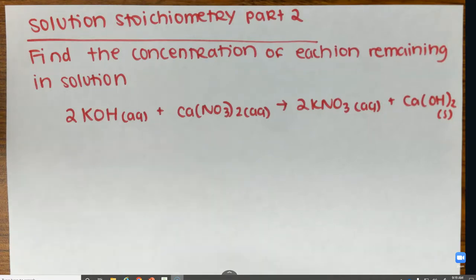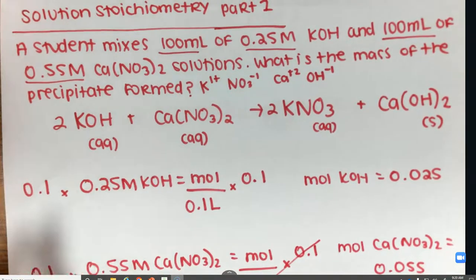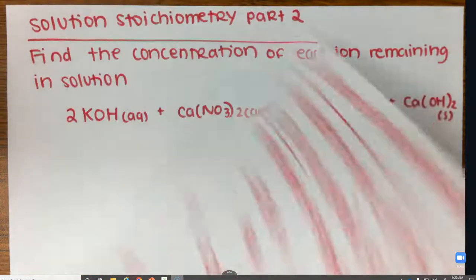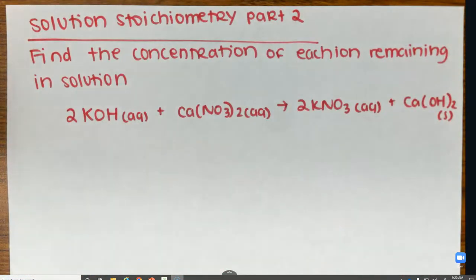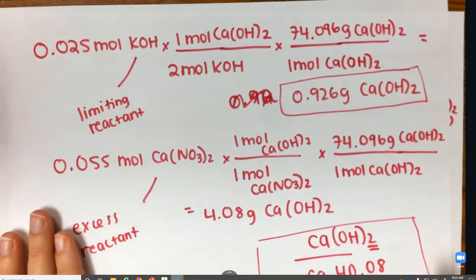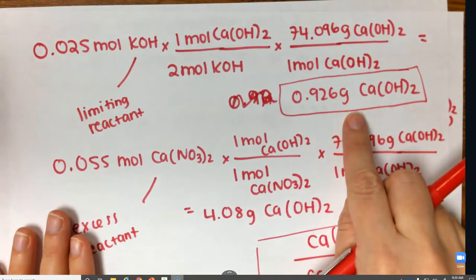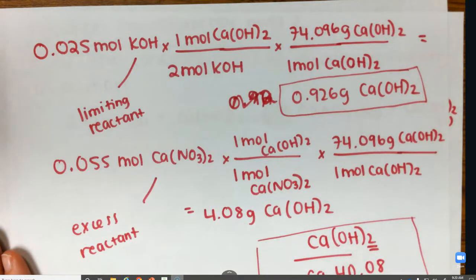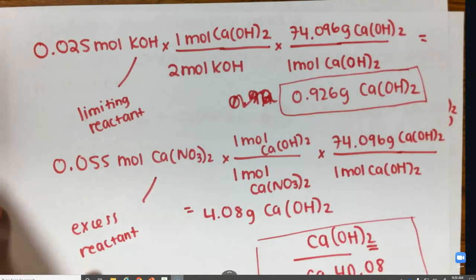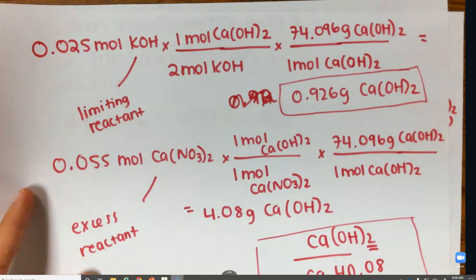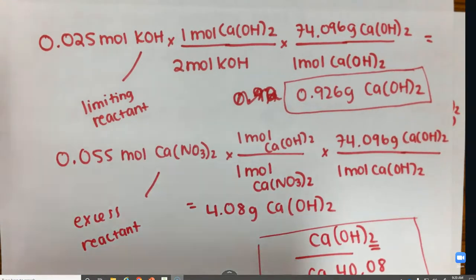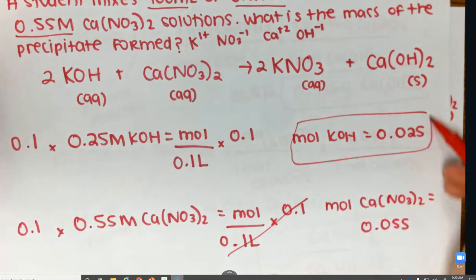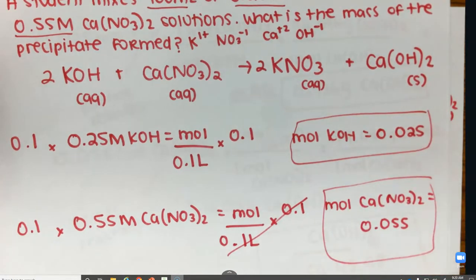To review, our problem started with 100 milliliters of each solution, and we found that we were going to make 0.9 grams of calcium hydroxide. And we found that KOH was our limiting reactant and Ca(NO3)2, calcium nitrate, was our excess reactant. Knowing this is really important, as well as knowing how much of each ion you started with, the initial values.